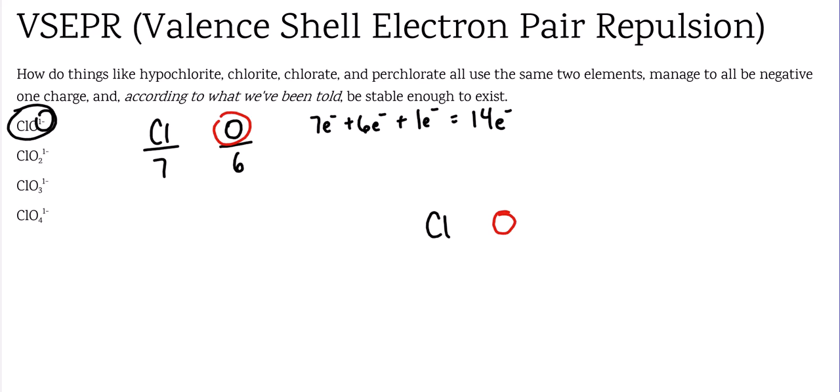Each bond is a shared pair of electrons, and so it counts as 2 electrons. So look, there's a bond between chlorine and oxygen. That is going to use up 2 of these 14 electrons. It's going to give us 12 left to use.